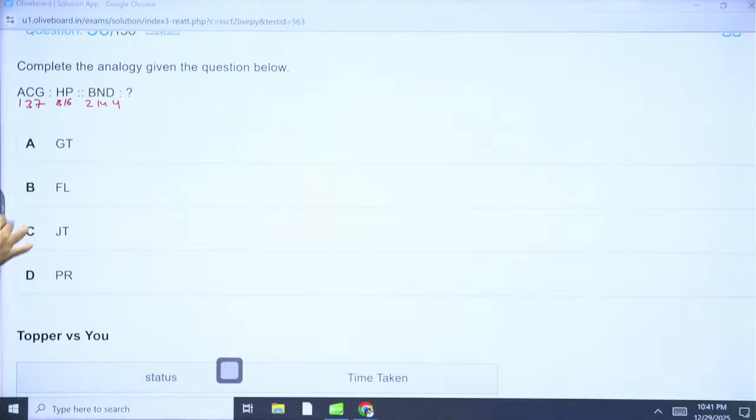8 and 16 double. Can you see anything which is double here? 6, 12, 10, 20 and 16, 18. So most probably, if we go by that logic, these two are the probable answers here.